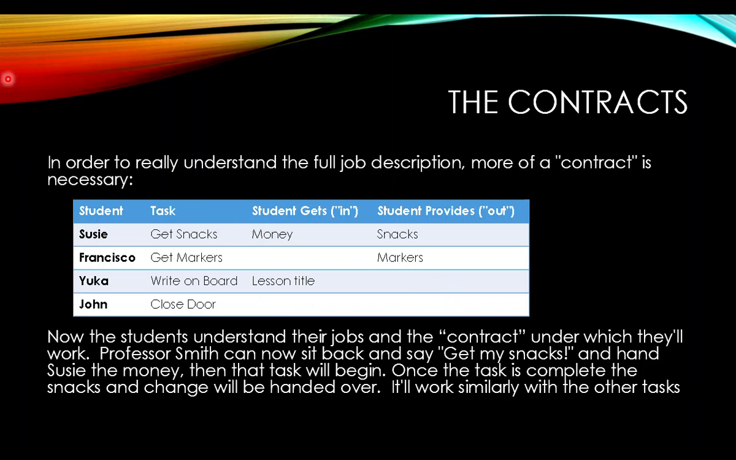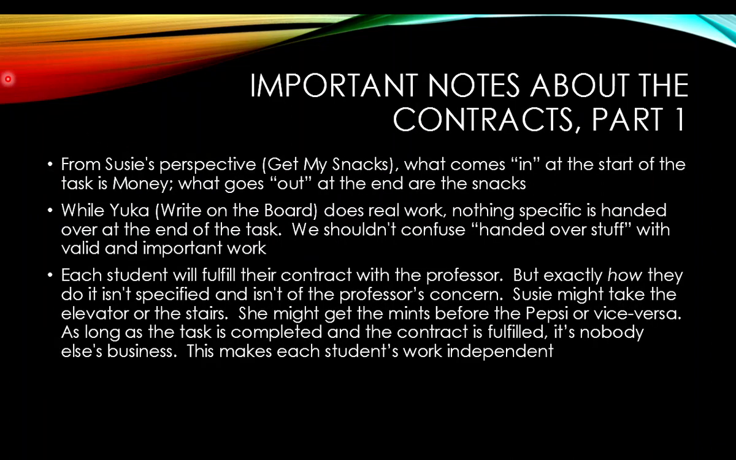So don't confuse the idea that you have to pass something in or out in order to call it valid work. The other thing is, the contract is clear about what comes in and what goes out to each function, but how they are done is unimportant to the professor, because each function, when we move to that realm, is going to be completely independent, and each student here is independent as well.